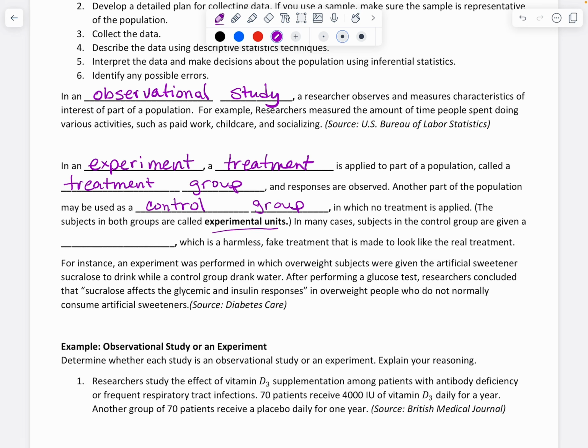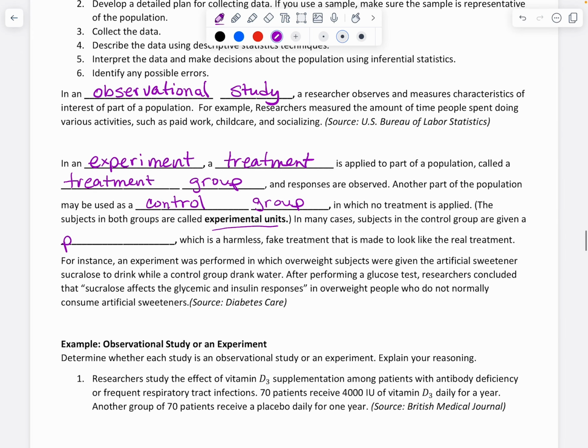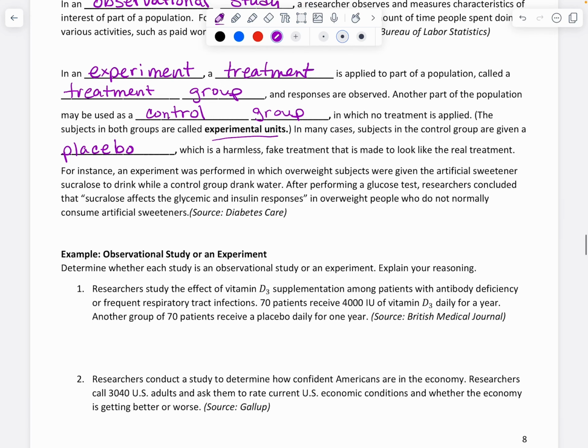And in many cases, subjects in the control group are given a placebo. I'm sure you've heard that before, which is harmless. So it's a fake treatment that is made to look like the real treatment so that you can see whether or not the real treatment is working.